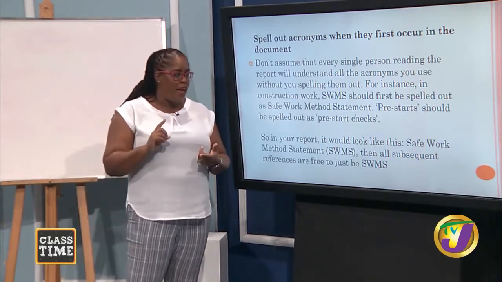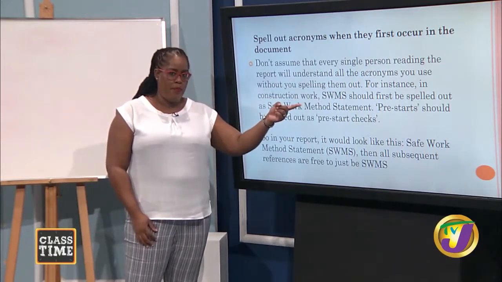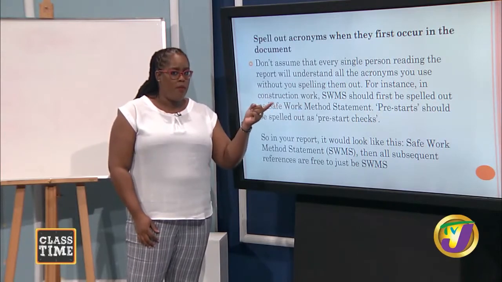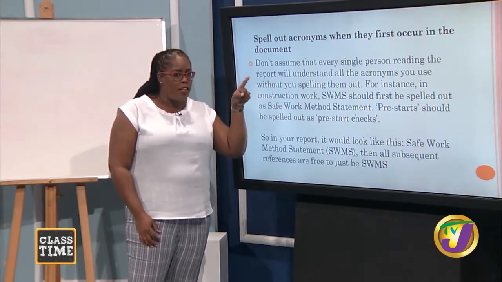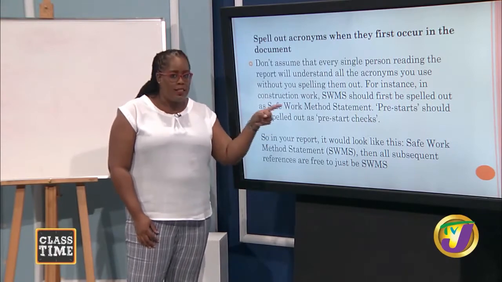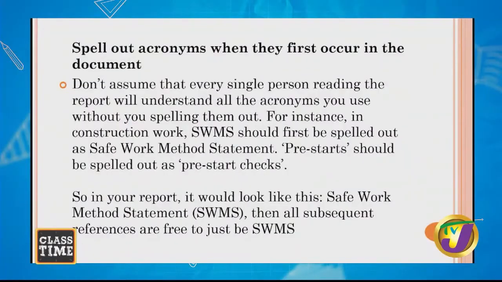Now, let me clarify this. This is not an acronym. This is an abbreviation. Now, I should have corrected it, but I'm correcting it now. This is not an acronym. This is an abbreviation, all right? So this does not spell an actual dictionary word. So it should be: spell out abbreviations when they first occur in the document. Because we understand the difference between an abbreviation and an acronym, we would know that this is not an acronym. So, to be clear, write out the acronyms and the abbreviations.